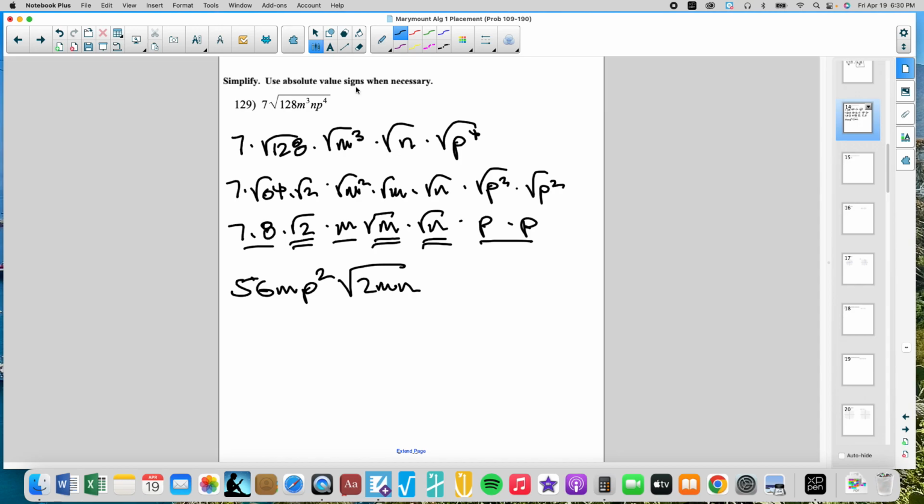And it said use absolute values when necessary. So we wouldn't use absolute values for the fourth because any negative number is going to get squared, and this isn't coming out. So the only one that you would have is 56 absolute value of m p squared rad 2mn. If you want to do that, I don't know how many teachers expect that absolute value, but it would be your odd exponent. Your even exponents, your negatives would not be affected by it.